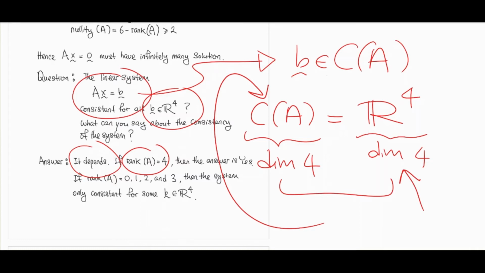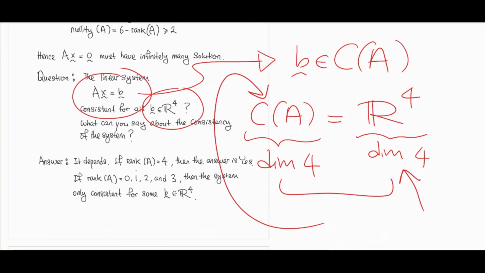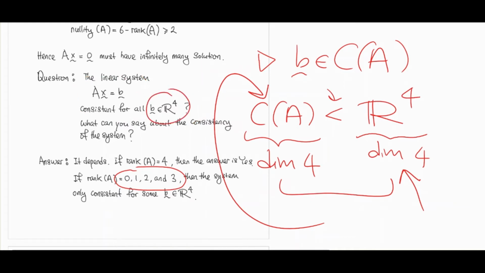But the rank of A has to be less than or equal to 4. So if the rank of A is 0, 1, 2, or 3, then the column space of A is strictly a subspace of R4. It is really smaller than R4. It's not the entire R4. So if that's the case, there is definitely some B in R4 that is not in the column space of A. So for those B, the system here will be inconsistent, okay?